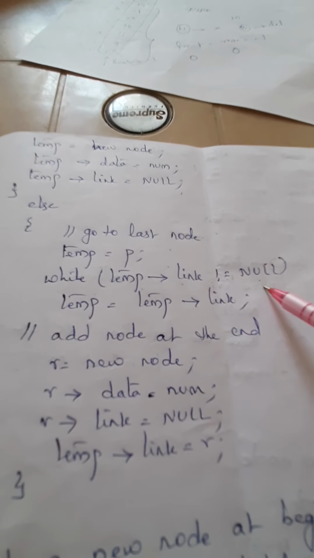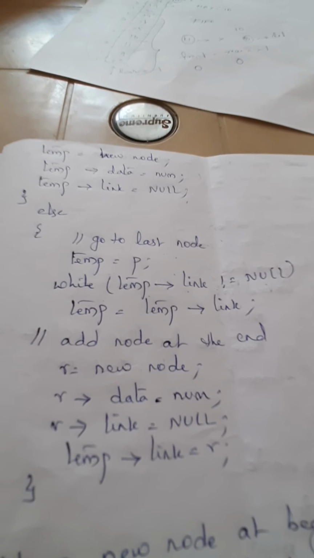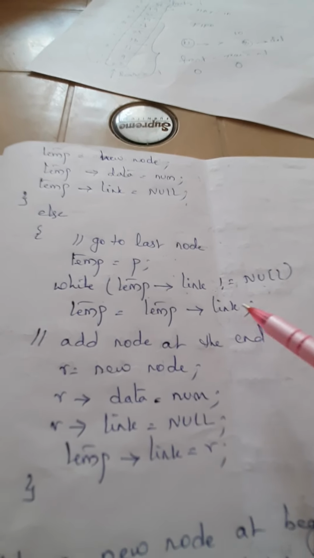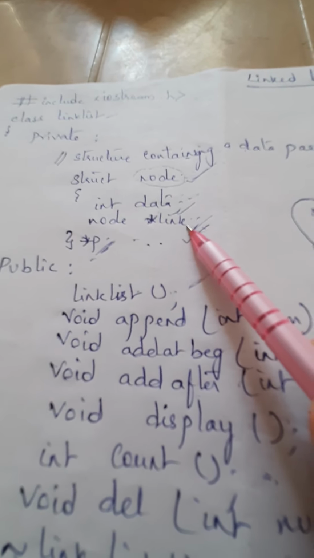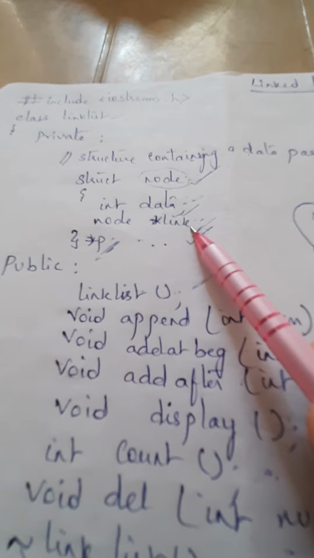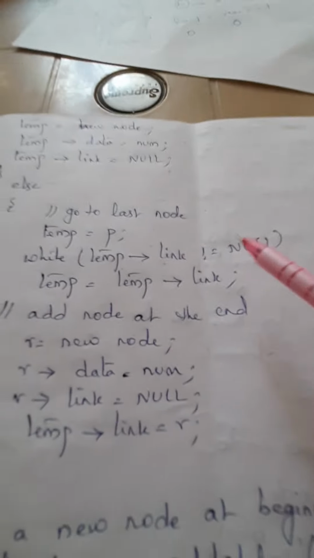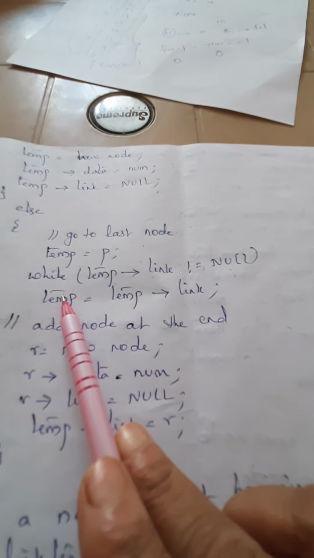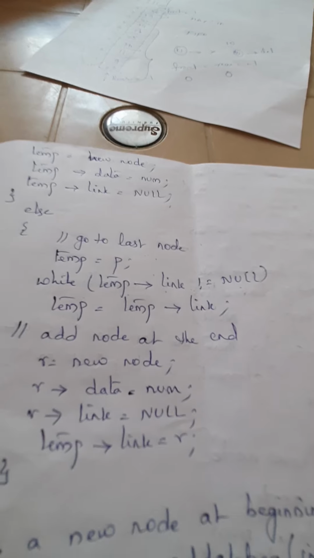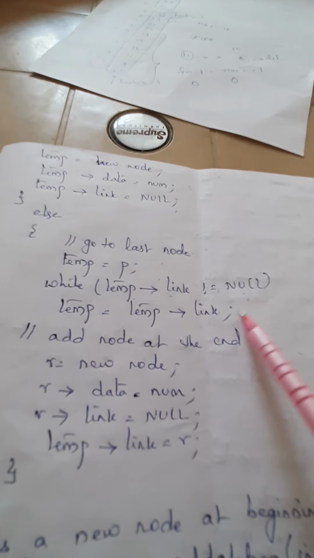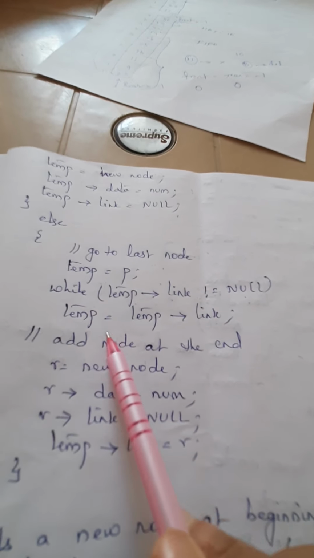So when it is not equal to null, you have to move to the last node. That means how you have to move? Temp of link. Now if you see here, I already said node star link will store the address of the next node. So through this link you have to traverse to the next node automatically. So temp is equal to temp of link. As you move on to the next node, immediately the next node's address will be stored into the temp of link, which will be initialized with the temp.